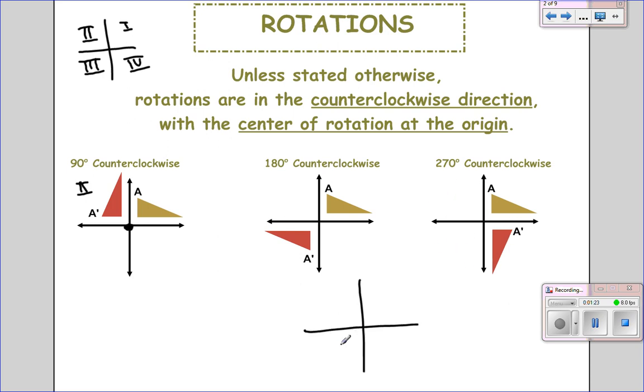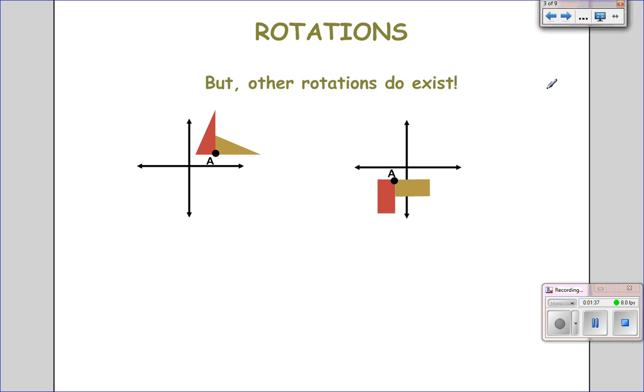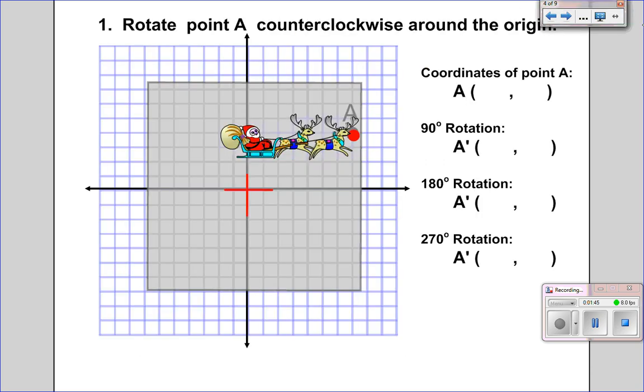It's important to note that you do not have to start an object in quadrant 1 to rotate it. If this is my pre-image and I rotate 270 degrees, it's going to move 3 again. So 1, 2, 3, and it's going to end up right in here. There are other rotations that do exist. You can rotate around other points, but we're mainly going to focus on the center being at the origin. All right, so let's see how rotations work.